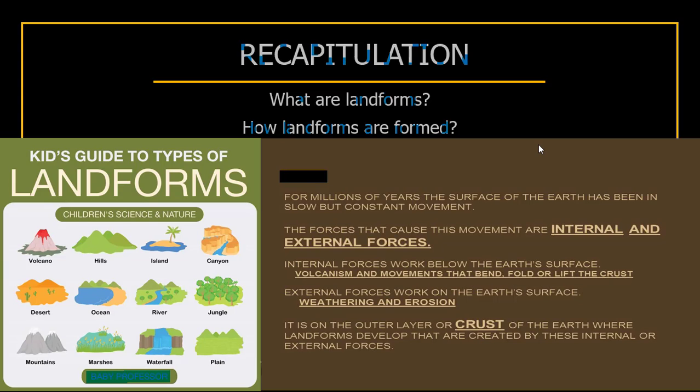For millions of years, the surface of the earth has been in slow but constant movement. The forces that cause this movement are internal and external forces. Internal forces work below the Earth's surface, such as volcanism and movements that bend, fold, or lift the crust. Likewise, external forces work on the Earth's surface, like weathering and erosion. It is on the outer layer or crust of the Earth where landforms develop that are created by these internal or external forces.